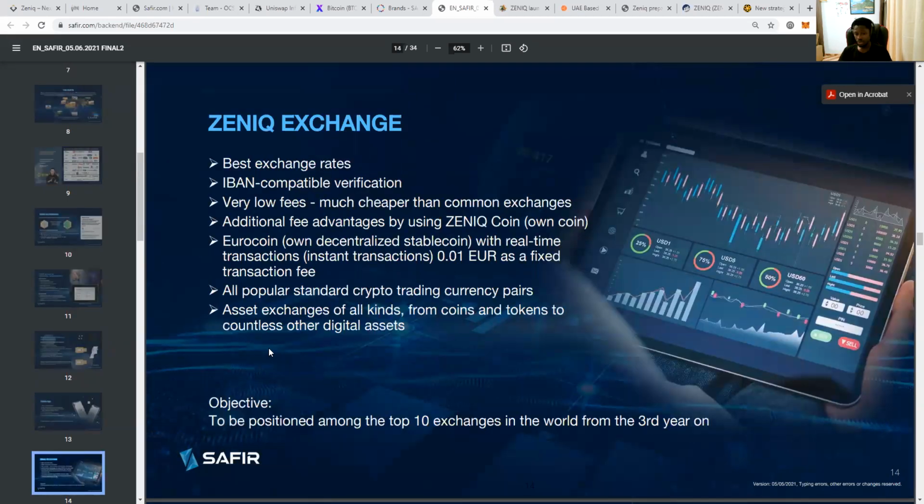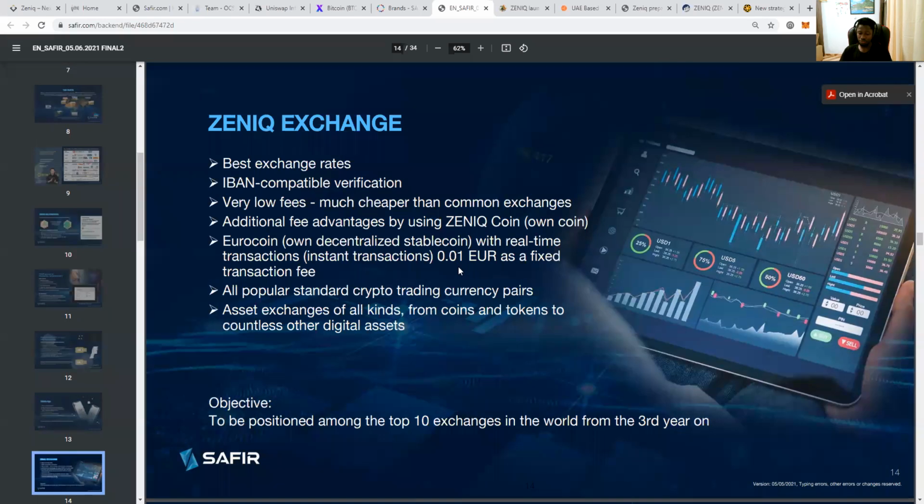And of course, we can't talk and leave the exchange out of the picture. So the exchange is designed so that it will have the best of rate. When we say the best of rate, every transaction that is undertaken on the exchange is going to take a fee of 0.01 euro, which is still less than 2 cents. Okay, it's still less than 2 cents.